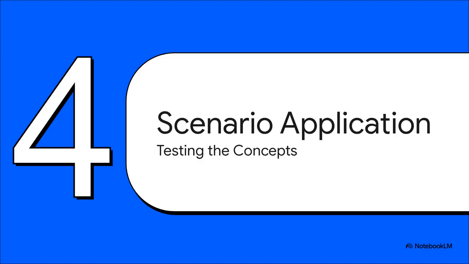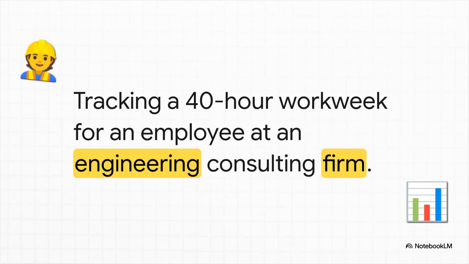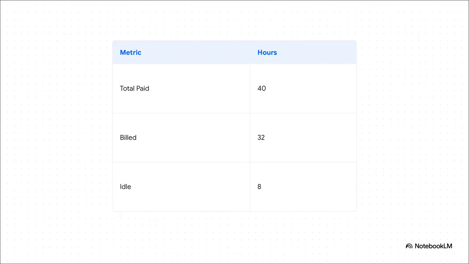Let's move to section 4, applying metrics in a scenario. Let's step away from the theory for a minute and actually put these concepts to the test. Imagine you're managing an engineering consulting firm. You need to analyze a typical salaried employee's timesheet to gauge their real productivity, and we're looking at a standard 40-hour workweek here. So here is the breakdown. The employee is paid for a full 40-hour week, but they only bill 32 hours to actual client projects. That inherently leaves us with 8 hours of idle time, where they were totally present but no billable work was available. Let's run our formulas on this.